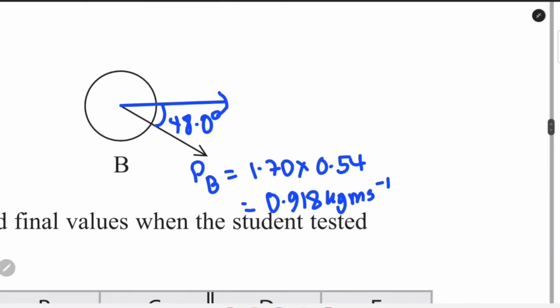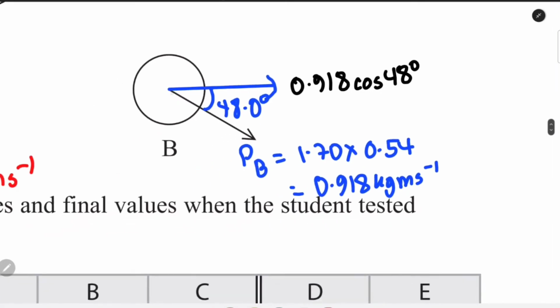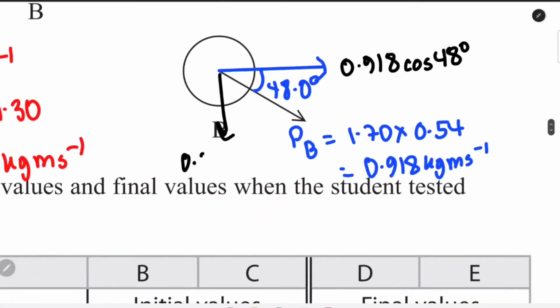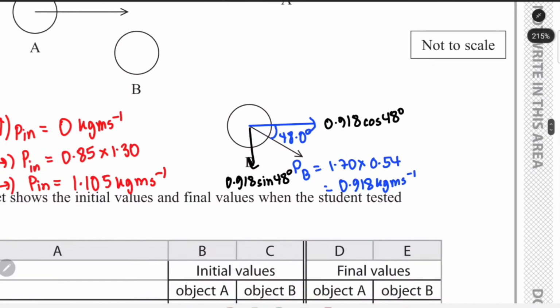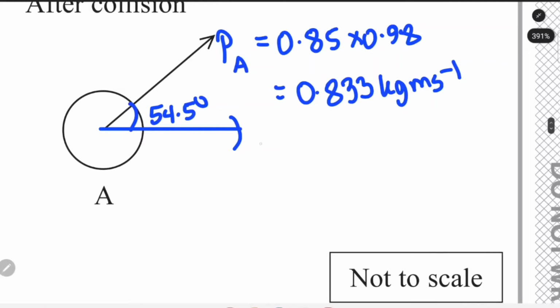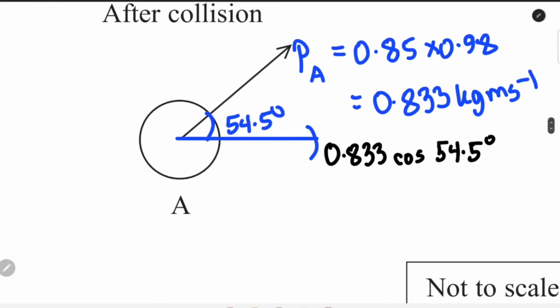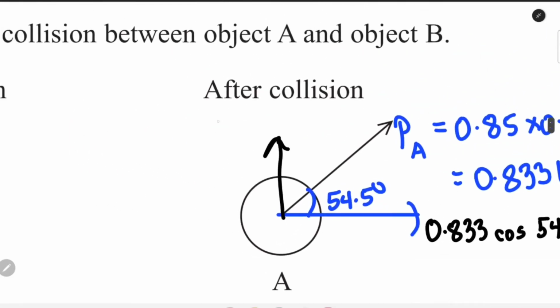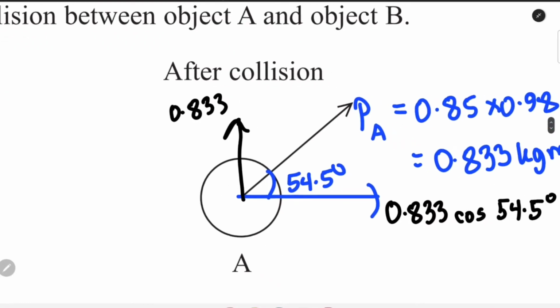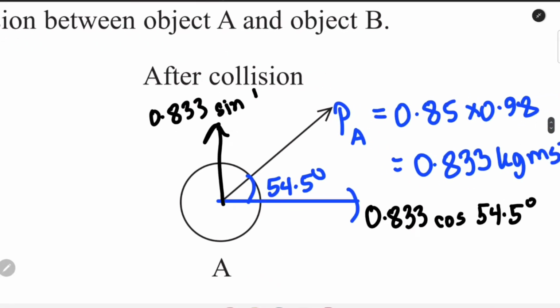The horizontal component for this will be 0.918 cos 48. The vertical component will be 0.918 sin 48. And over here, the horizontal component will be 0.833 cos 54.5. The vertical one will be 0.833 sin 54.5.